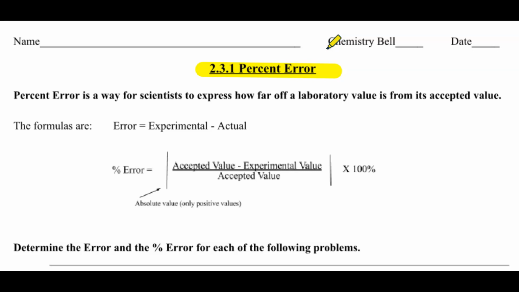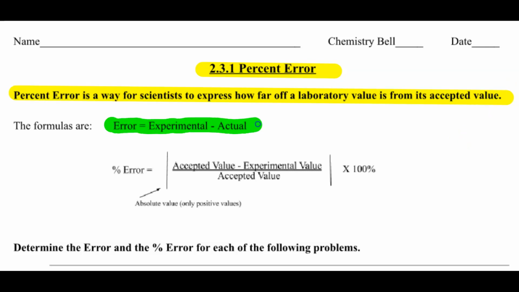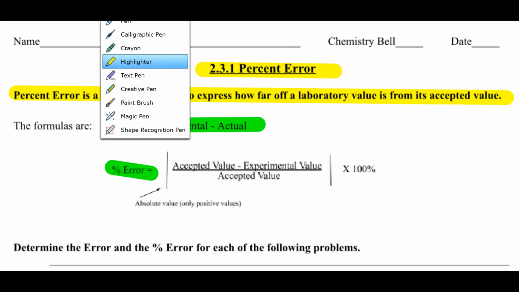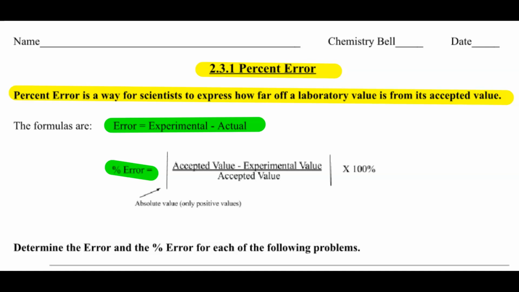Okay, so you saw some of this in your notes. We're going to talk about percent error. It's a way for scientists to express how far off a laboratory value is from the accepted value. So here are the formulas we need. Error is the experimental minus the actual, and then percent error is the accepted value minus the experimental over the accepted. Now, some of those words might be a little confusing, so let's label these out.